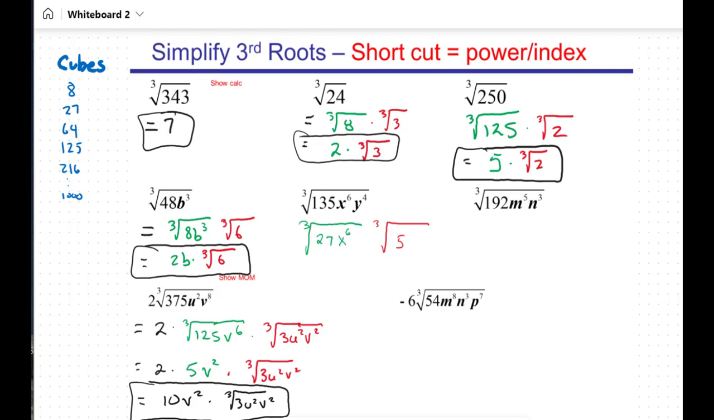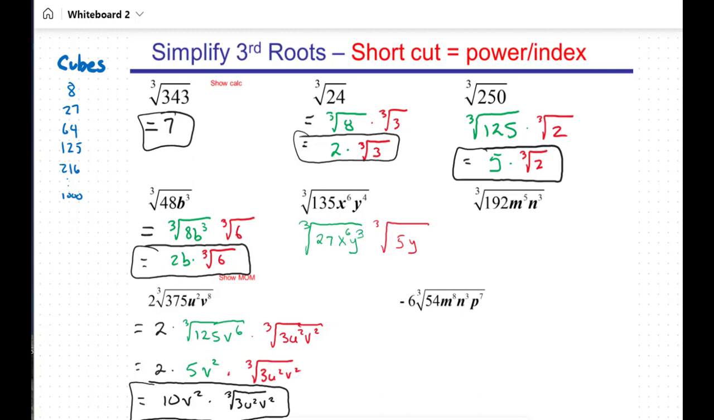Now, y to the 4th is not. The cube root cannot work with y to the 4th. But we can break y to the 4th down into a y cubed. Now, a cube root can do a y cubed. But that leaves me one extra factor of y. So 27 times 5 is 135, and x to the 6th is all by itself, and y cubed times y is y to the 4th.